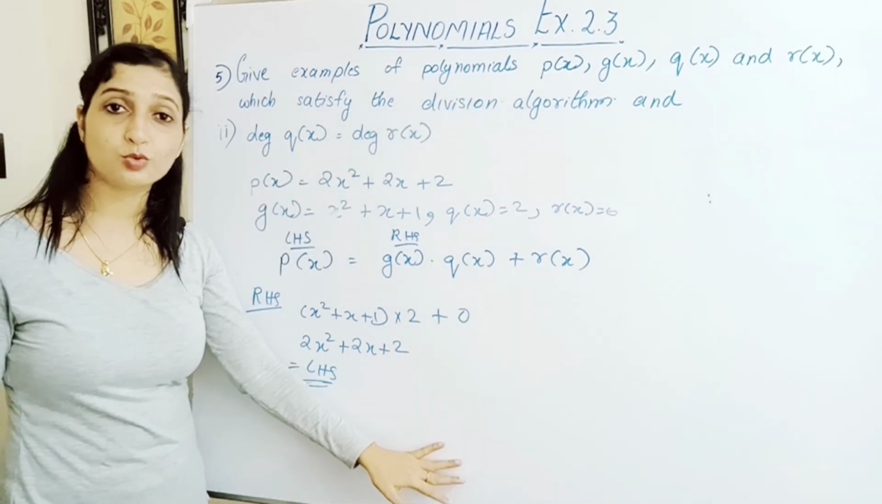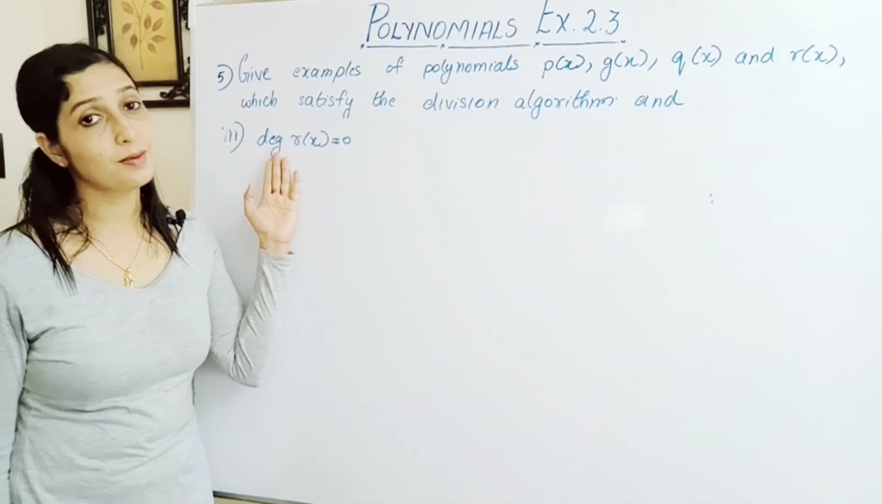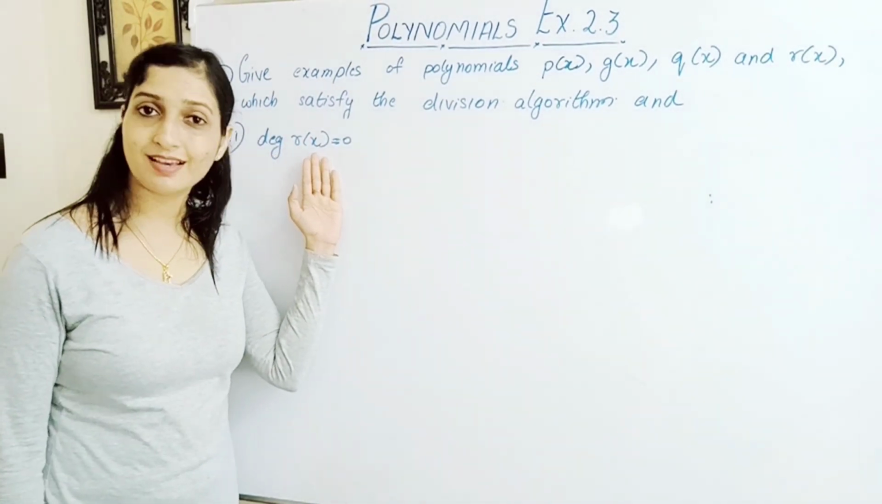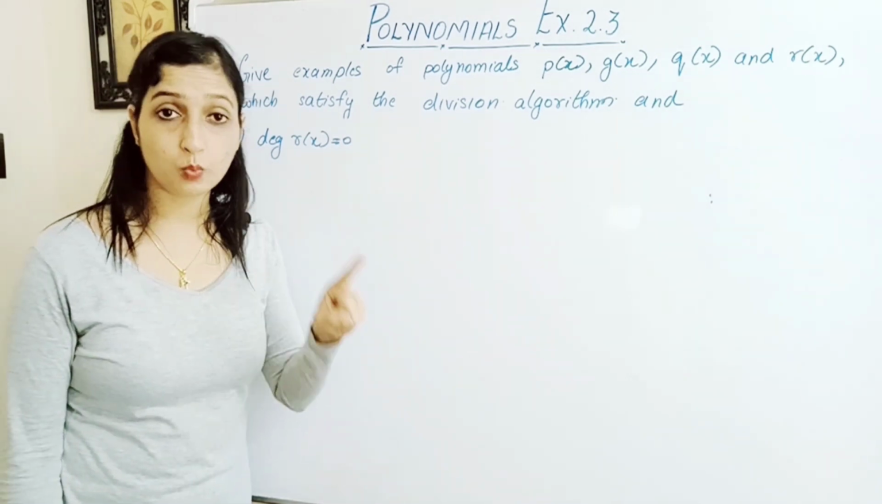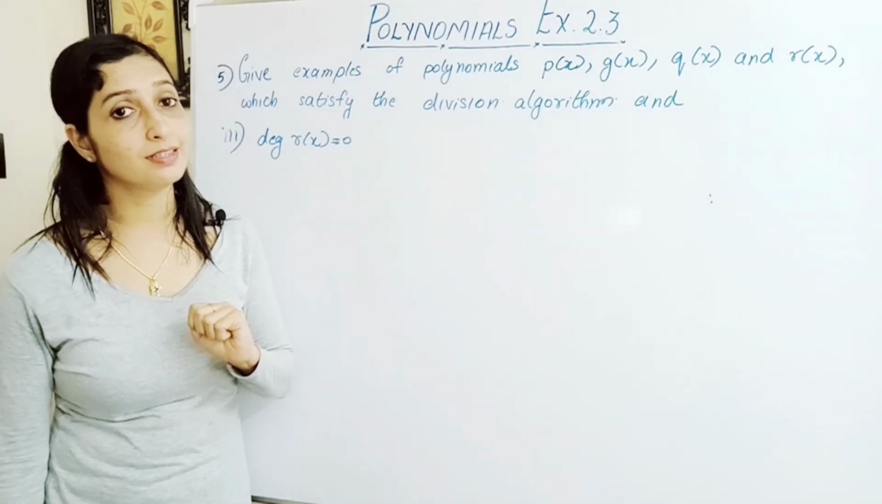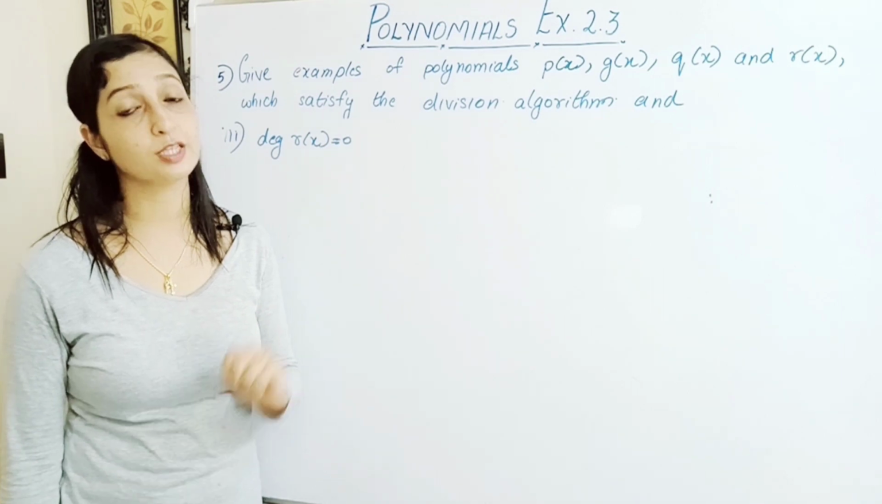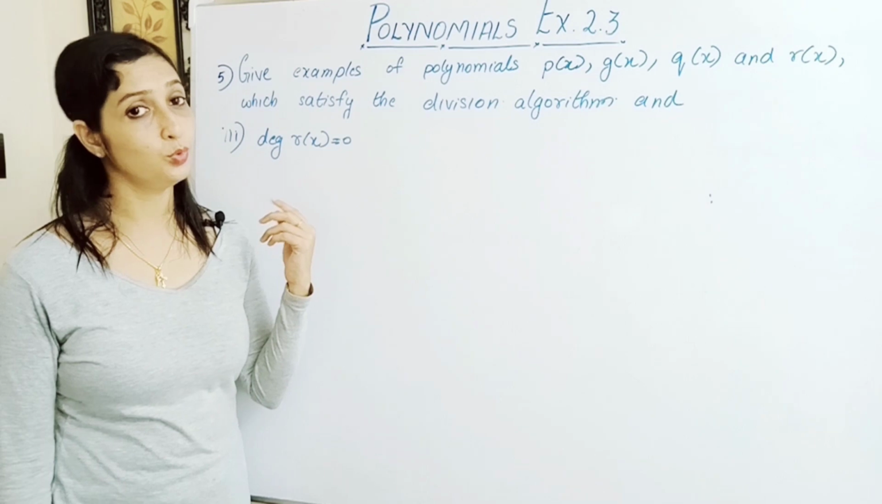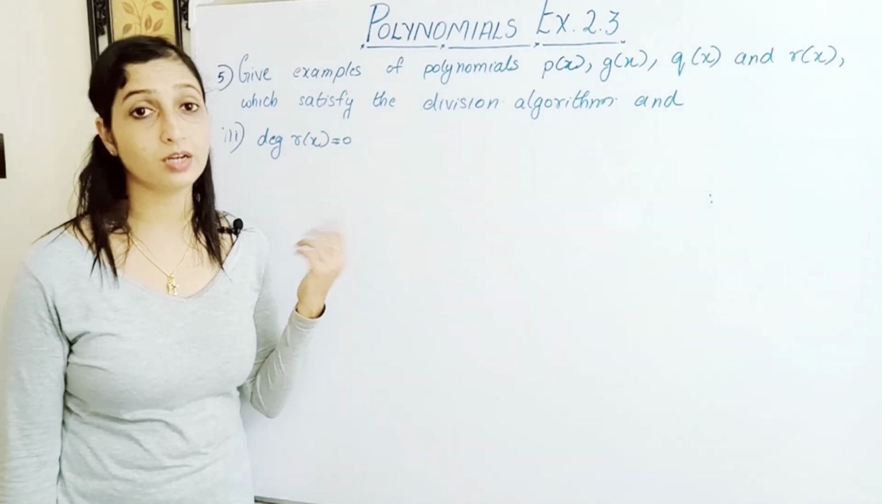So now let's move on to our part 3. Now this is our part 3. The condition given is degree of r of x equals 0. Now for our part 1 and part 2, we had taken different p of x and g of x. In both the cases we had our remainders 0. So for this you can consider any of part 1 or part 2.